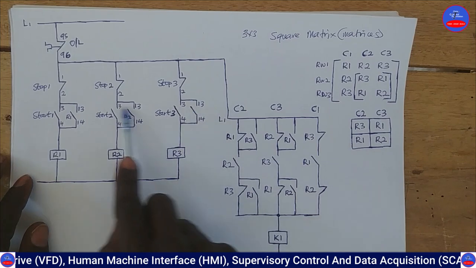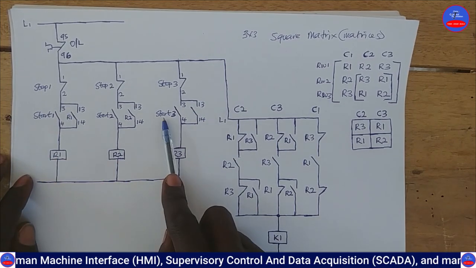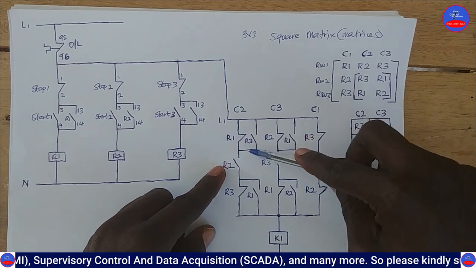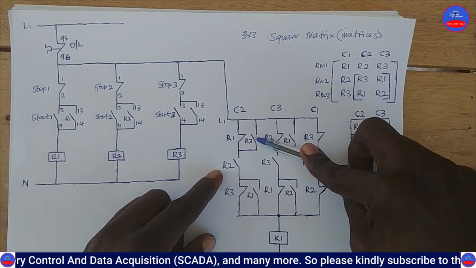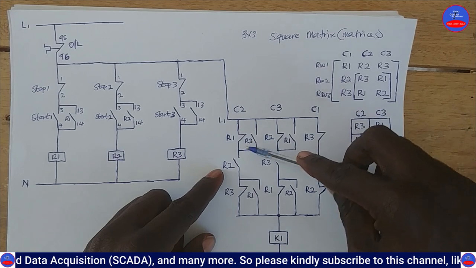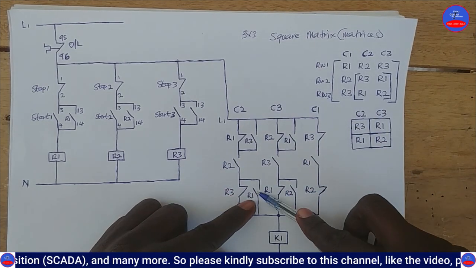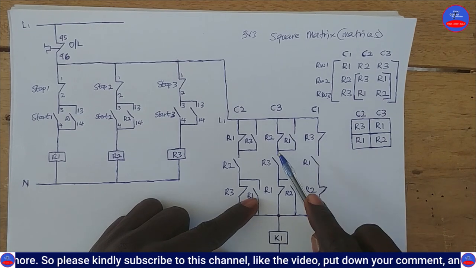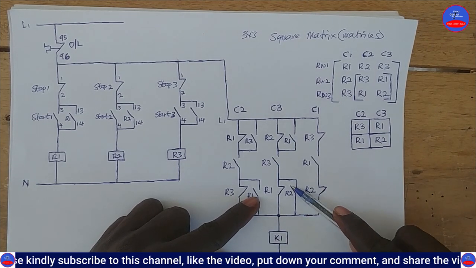So they are all on, right? They are all on. They are all energized. So it means that this side is closed. This side is closed. This side is closed. This side is closed. This side is closed, so it is energized. This side is closed. This side is closed. This side is closed.